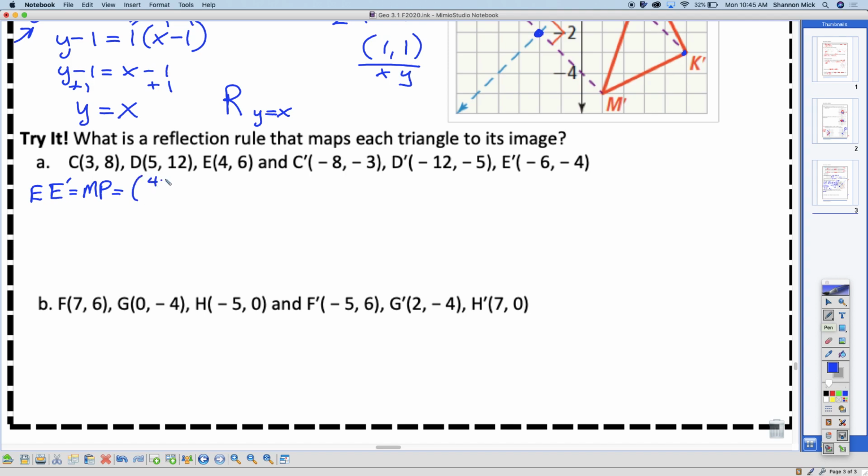Okay, 4 minus 6 over 2. How about that? And 6 minus 4 over 2. So 4 minus 6 is negative 2, over 2 is negative 1. And 6 minus 4 is 2 over 2, which is 1.